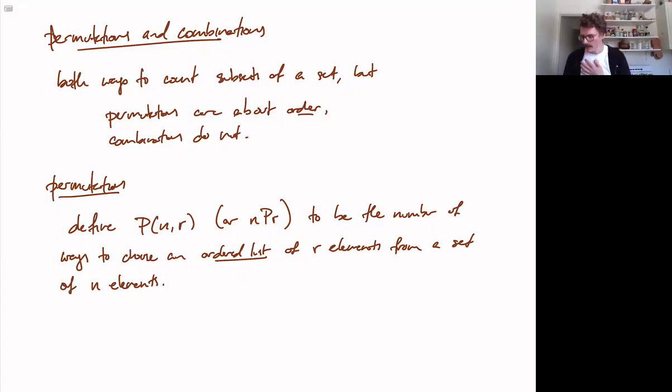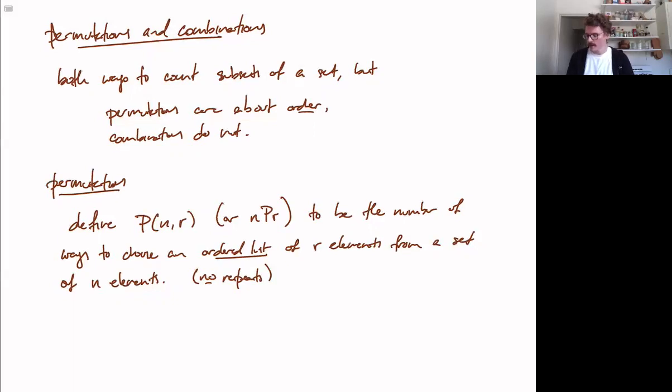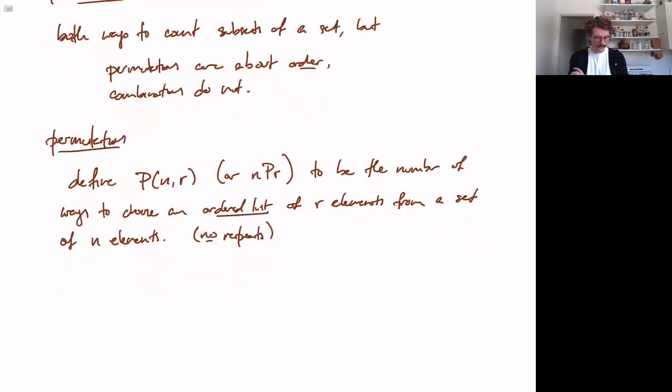So I'm calling it a list, but I'm saying no repeats. Repeats are a thing you can do, but we'll come to that tomorrow, I believe. But this is kind of what I mean by counting subsets. So we're not allowing repeats, but I'm saying that it's an ordered list because we care about the order that we're putting them in.